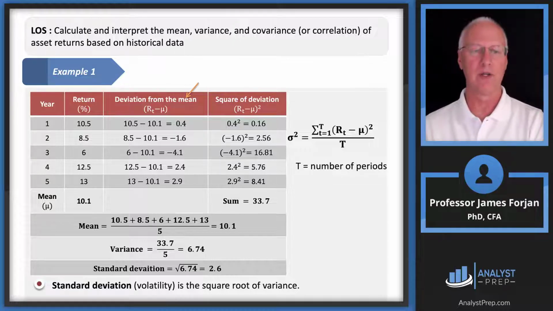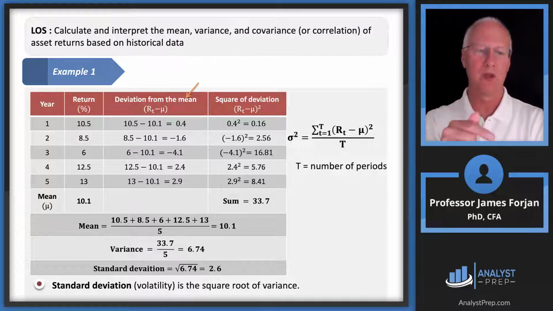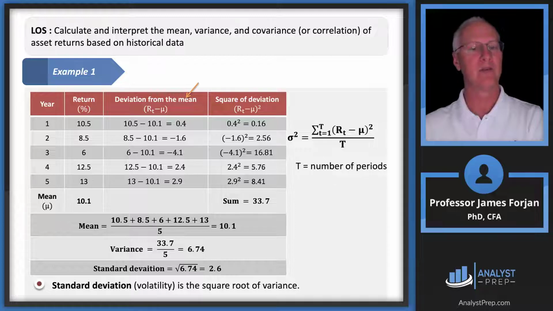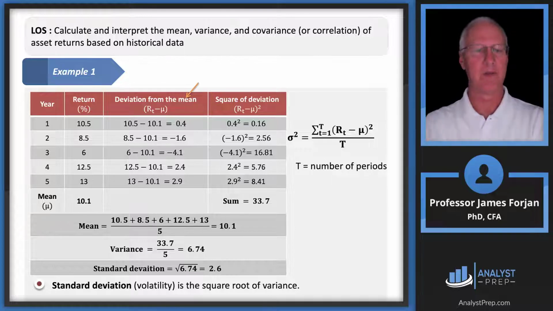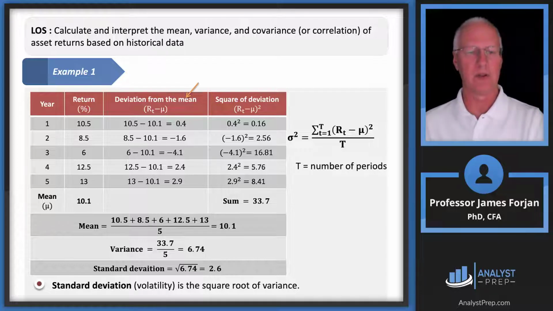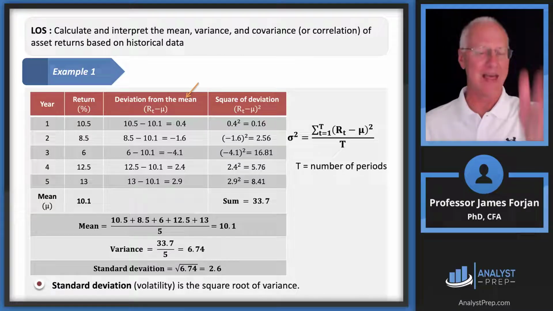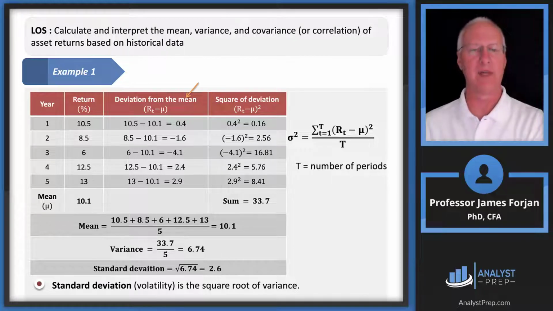So all we're going to do is take the difference between each one of those individual annual returns minus its most likely return, or its mean return. Now look at the gray box down at the bottom. We can easily compute that mean return of 10.1%. Add that second column, divide by 5, you get 10.1.